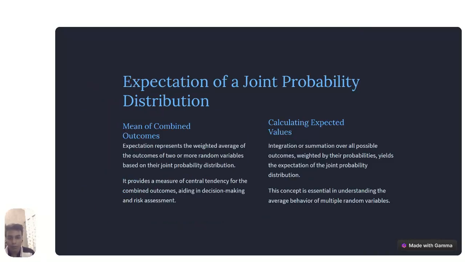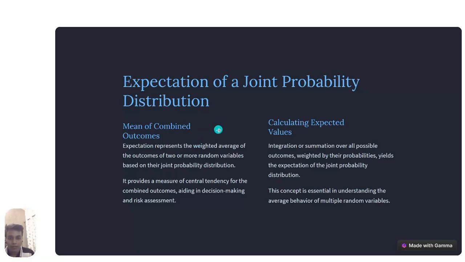Expectation of joint probability distribution. Mean of combined outcomes: the expectation represents the weighted average of the outcomes of two or more random variables based on the joint probability distribution. It provides a measure of central tendency for the combined outcomes, aiding in decision making and risk assessment.